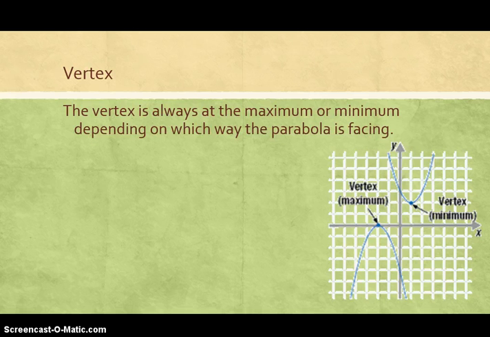The vertex is always at the maximum or minimum depending on which way the parabola is facing. If the parabola is facing down, it has a maximum. If the parabola is facing up, it has a minimum. And the formula for this is x equals the opposite of b divided by 2a.